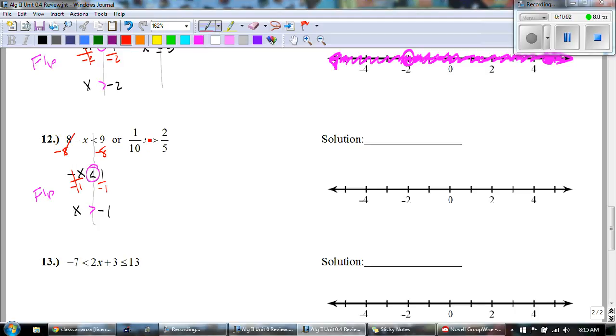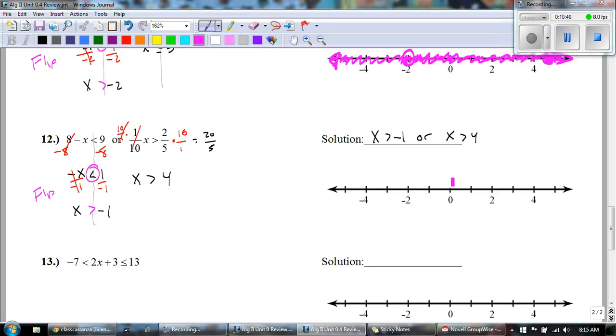Okay, for the other side, I have to multiply by the reciprocal to get the x to cancel out, okay? When you multiply by the reciprocal, it's not negative, so I'm not multiplying by a negative, so I do not flip the sign. So I'm just going to multiply straight across. 2 times 10 is 20. 5 times 1 is 5, and then 20 divided by 5 is 4. Okay, so our solution is x is less than negative 1, or x is greater than 4.